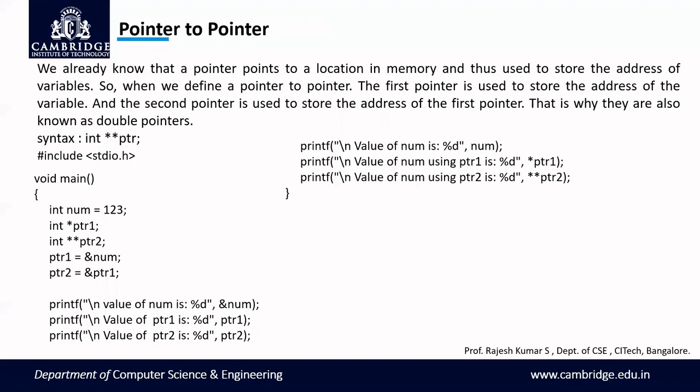Assume that there are two pointers. The first pointer is storing the address of a variable. The second pointer is storing the address of the first pointer. This is called pointers to pointers, or we call it double pointers. Now, let us see the syntax.